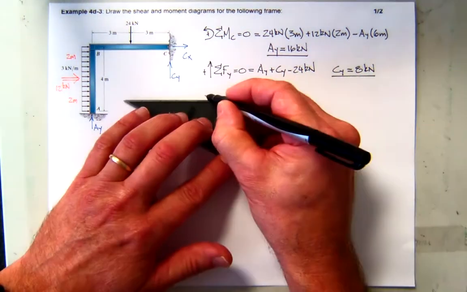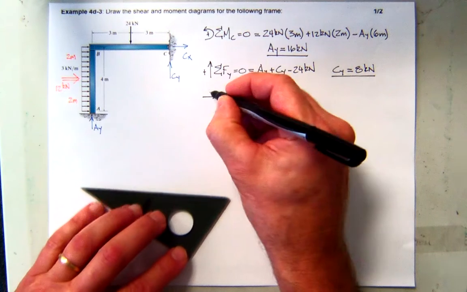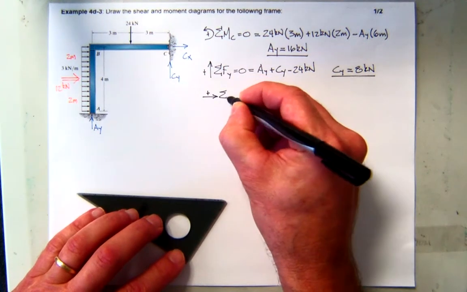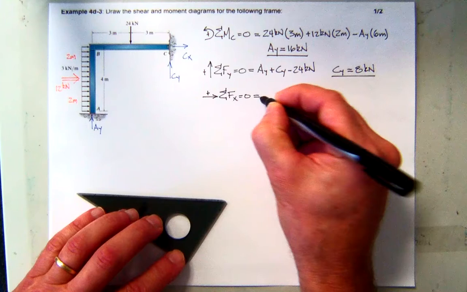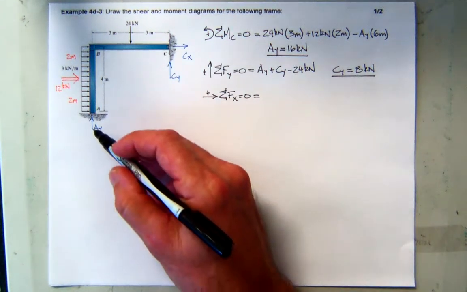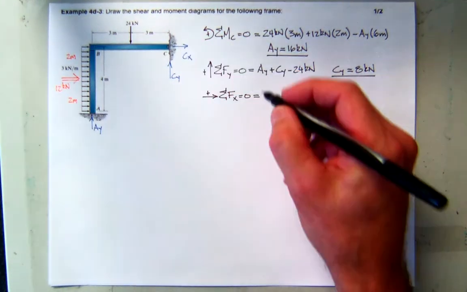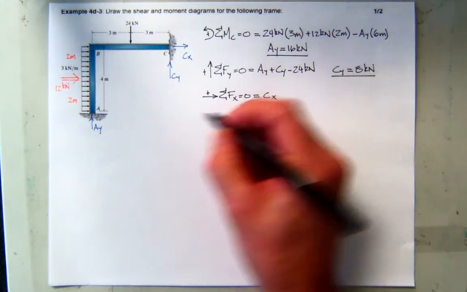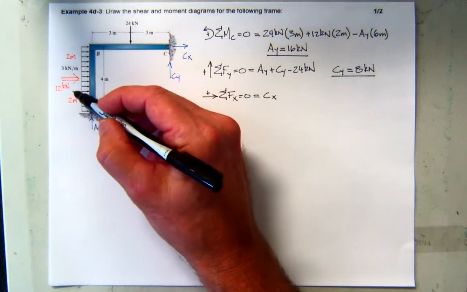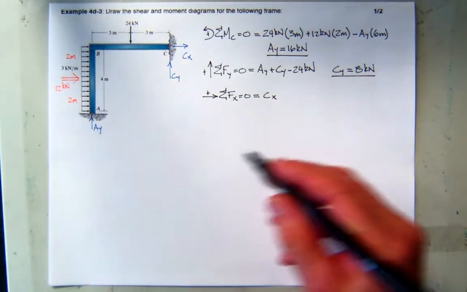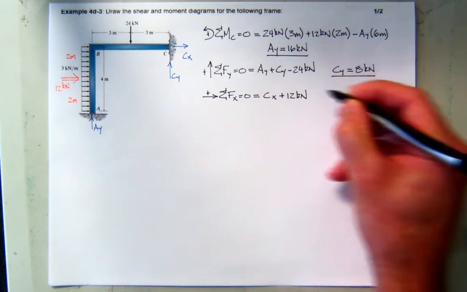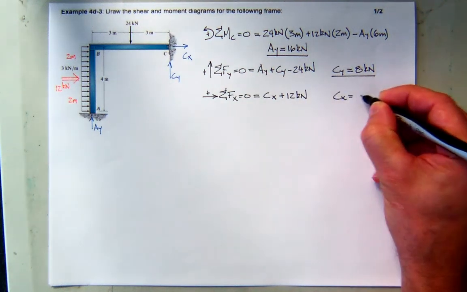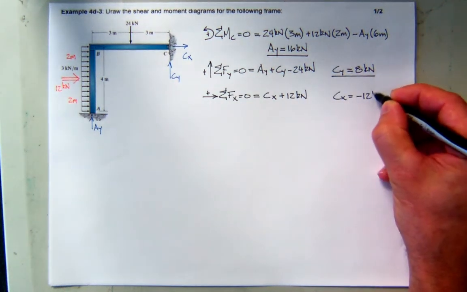And then last, we'll check the x direction. So I'll assume to the right is positive, and I will sum forces in the x direction. And what do we get? Well, I've got CX is to the right, so that's positive. And I've also got this big horizontal load here. The concentrated equivalent is 12, and that's also to the right, so that's positive. So CX is opposite that to balance it.